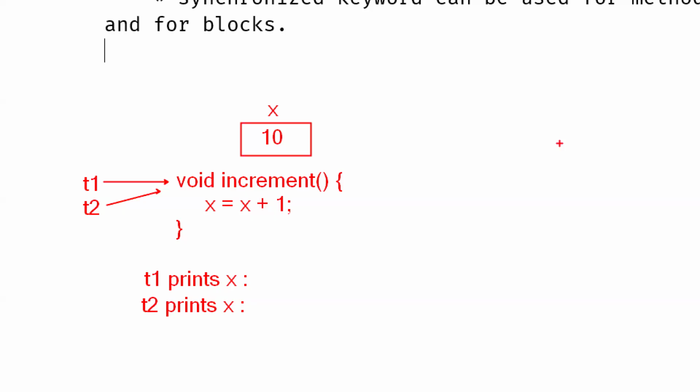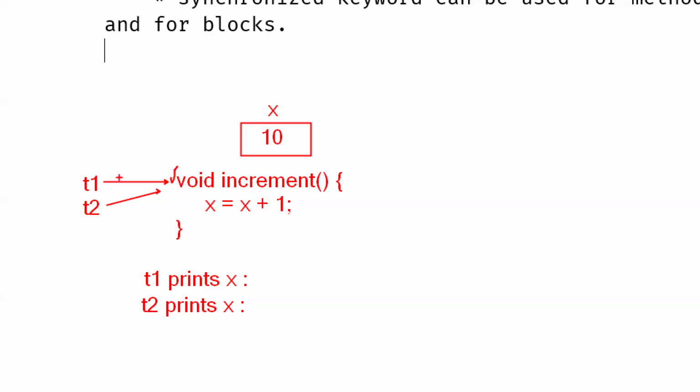When T1 and T2, both the threads, are working on the same resource, we can't predict the exact result. That's why we apply the concept of what? Synchronization. For example, if I make this method a synchronized method, then how many threads are allowed at a time? One. Only one thread at a time.